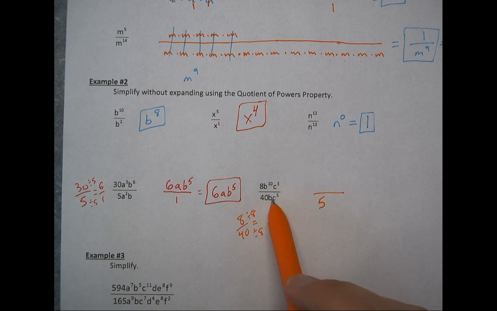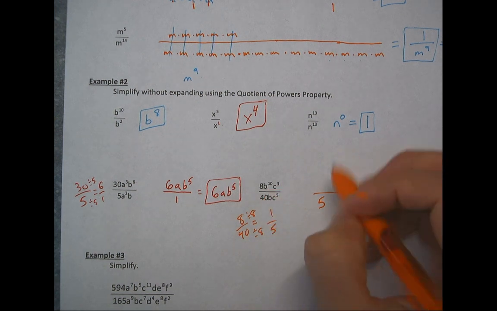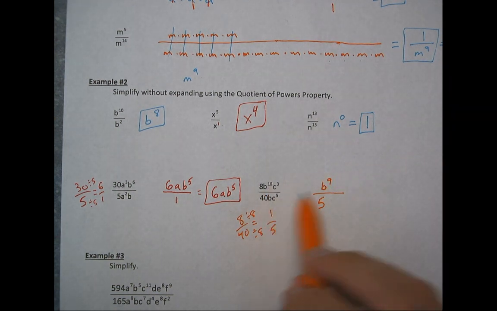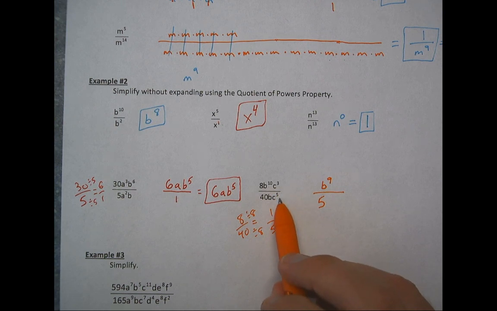Now let's look at the B's. There's 1 on the bottom, 10 on the top. This 1 is going to cancel one of those out. So I still have 9 on top. Other way to think about it is 10 minus 1 is 9. But now take a look at the C's. There's more on the bottom than there is on the top.